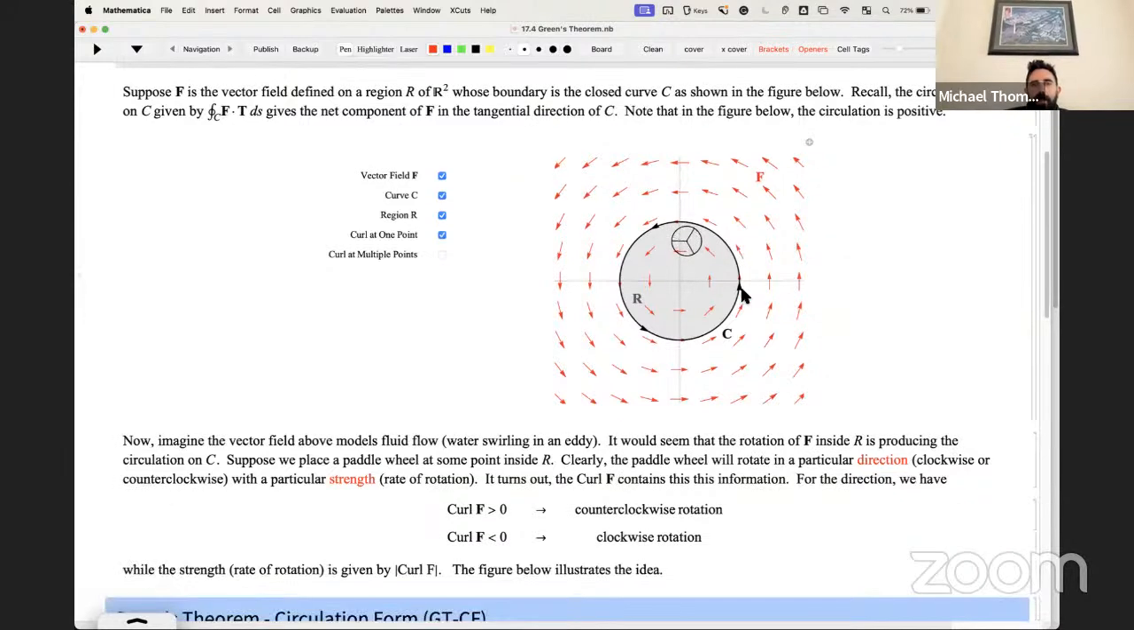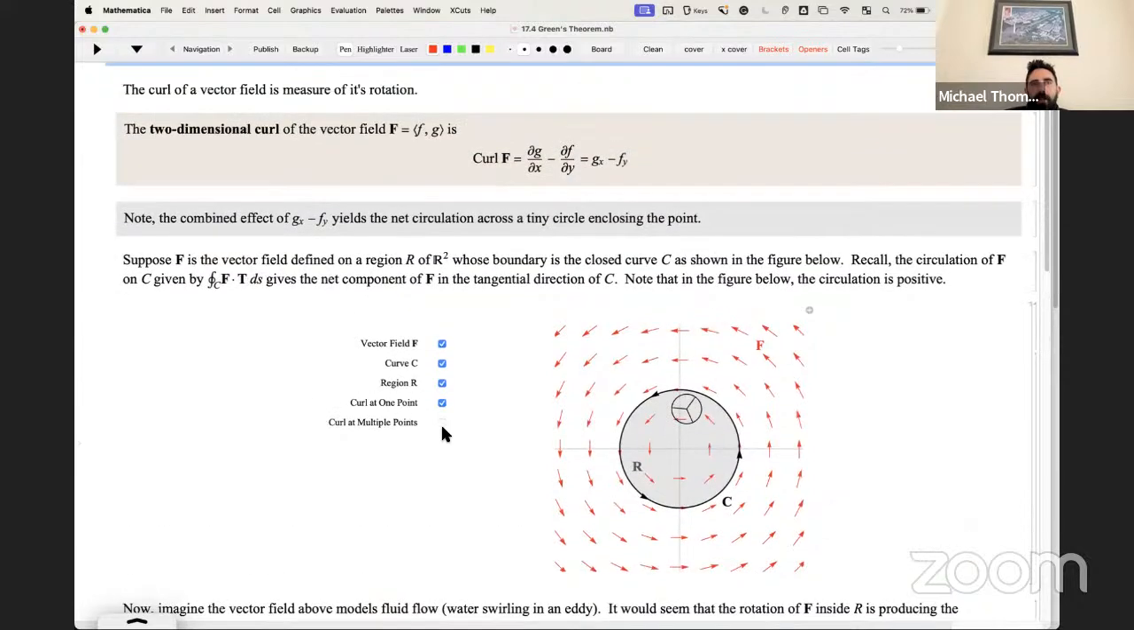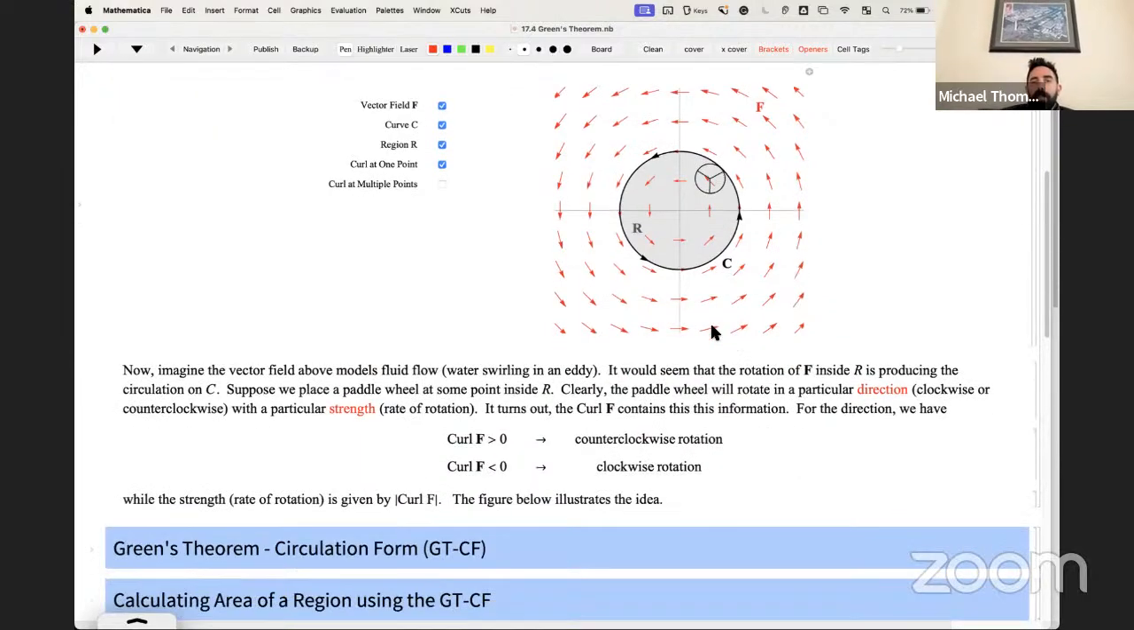Okay, so let's look. All right, well, if the curl of F is positive, if you evaluate this guy and you plug in whatever the coordinates of that point are, let's say like (1, 1), and you get out a positive number, that's going to tell you that the paddle wheel is going to rotate in the counterclockwise direction. So that's important. Remember, for a curl, counterclockwise means positive.